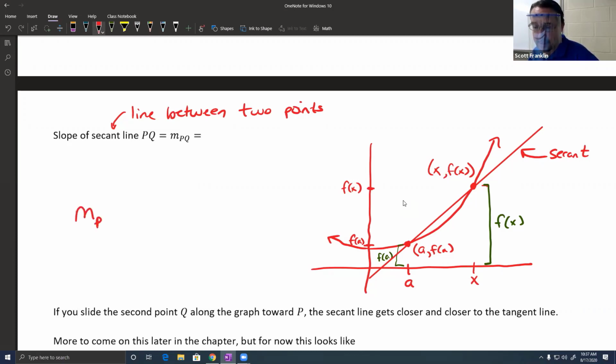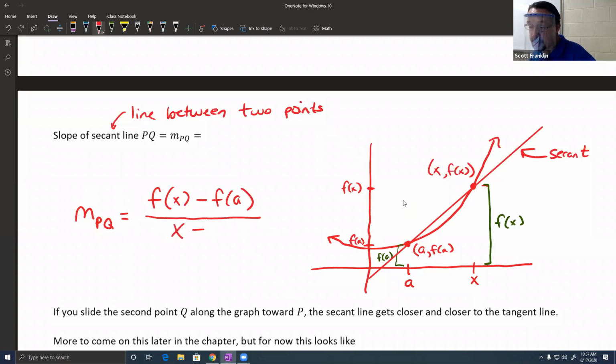So I'm gonna write M sub PQ, and I'm gonna write down the slope of the line between those two points. The ending point minus the beginning point, right? So that's F of X minus F of A. That's the change in Y. That's Y2 minus Y1 over X minus A. And then eventually what we want to do is slide this X closer and closer to A and figure out what's the slope getting closer and closer to until they converge.